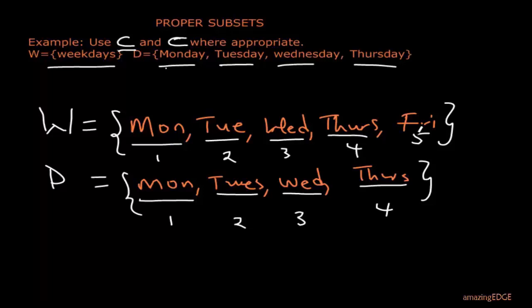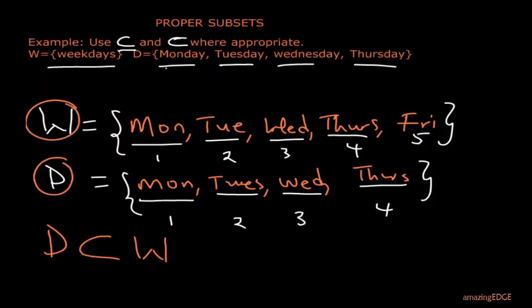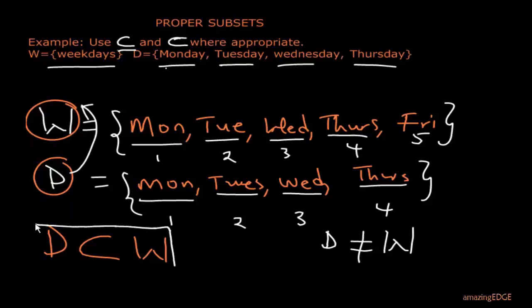So the notation we are going to use here is a proper subset. We write that D is a proper subset of the set W. The reason is that, number one, every element in D is also in W. Number two, we observe that the set D is not equal to set W. With these two conditions given to us, the proper symbol to use is a proper subset. So we write that D is a proper subset of W, and that's what we have in this case.